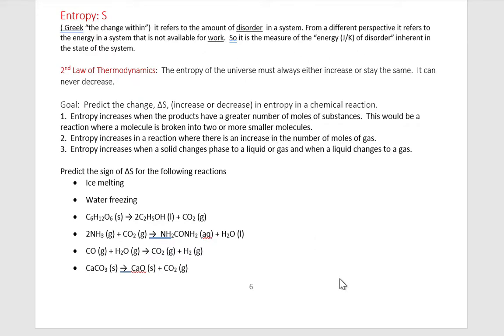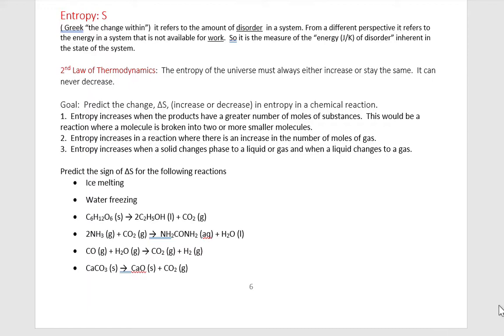There are some laws that go along with thermodynamics, and one of those laws is that the entropy of the universe must either increase or stay the same. It can never decrease. In other words, things are always breaking down and separating, the net total of them. So I'm going to give you some examples here of predicting.